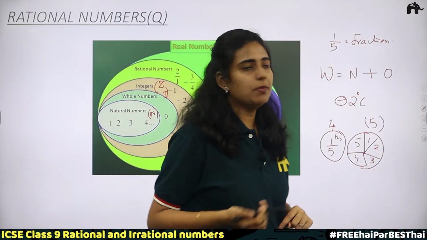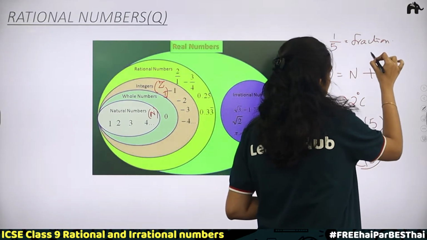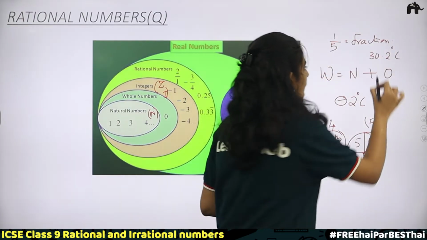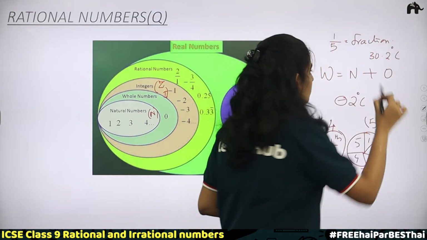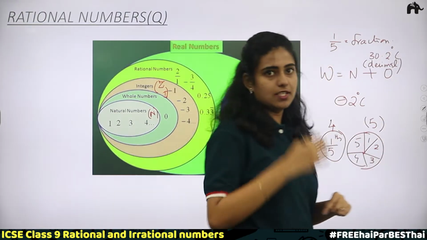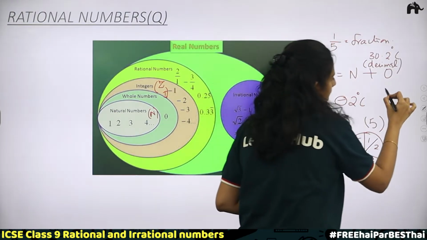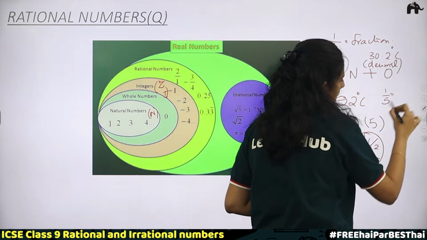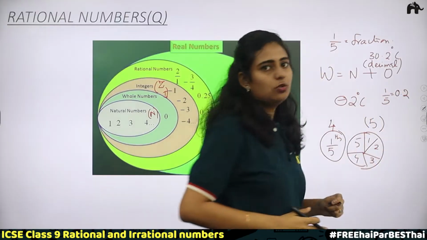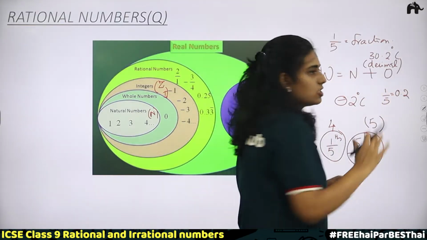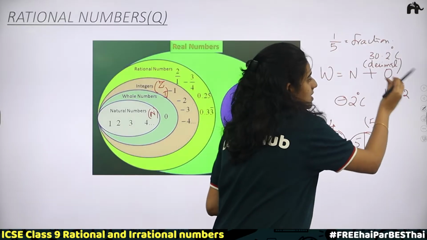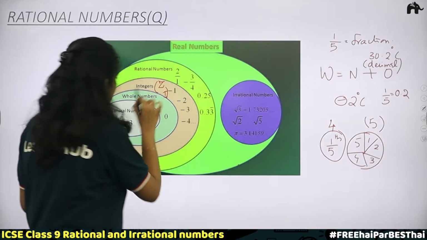When you measure the temperature, let's say the temperature is 30.2 degrees Celsius. Here we have a point. When there is a point, we call it a decimal. These are decimal numbers. Even the fraction 1/5 can be written as 0.2. So a fraction can be converted to a decimal, and the reverse is also possible. A decimal can be converted to a fraction.